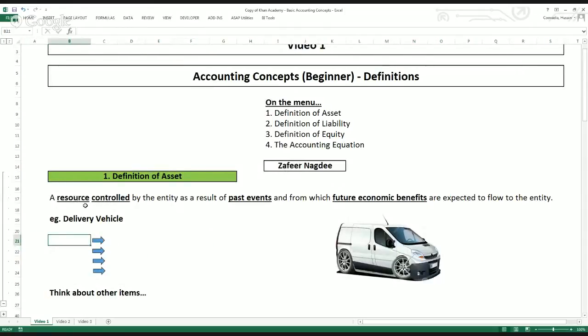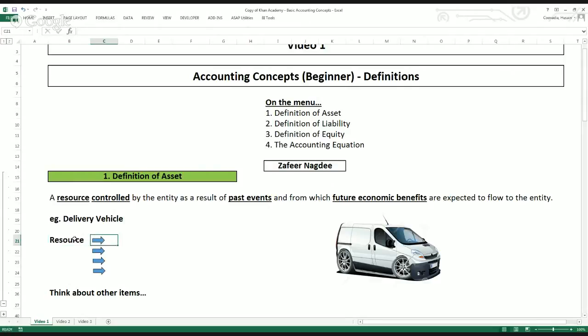So the formal definition says that an asset is a resource controlled by the entity as a result of past events from which future economic benefits are expected to flow to the entity. I will say that there are a lot of words happening there. Not all of them critically important. There are a few concepts in there which we need to deconstruct and analyze with a little bit of detail. So let's start off with the first concept, being a resource.